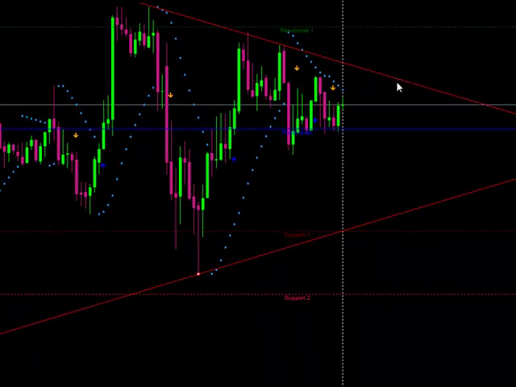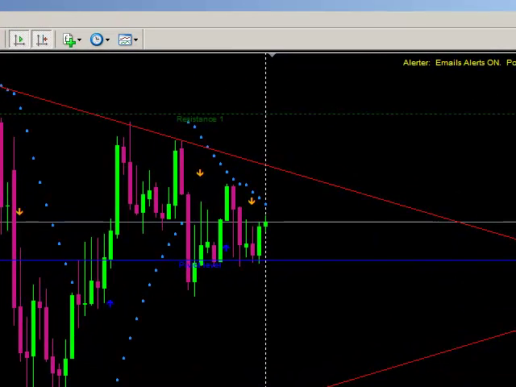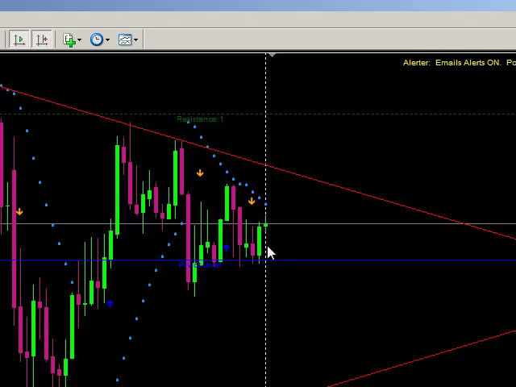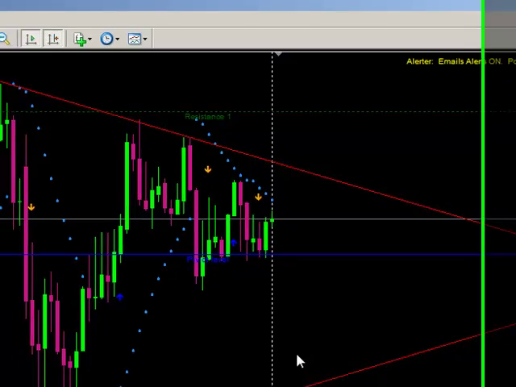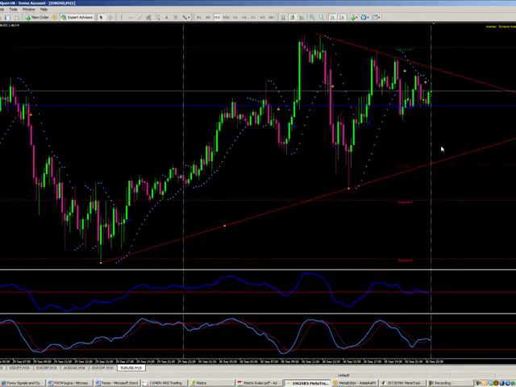And we're starting to get a nice triangular shaped price consolidation here. So eventually price will break through one of these lines. So that is really what we're looking for as far as getting into a buy trade.